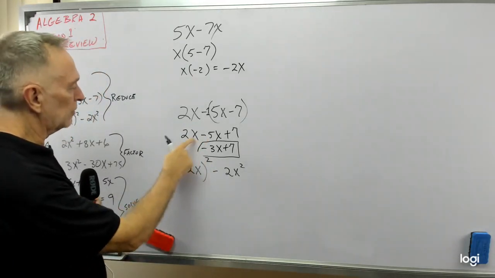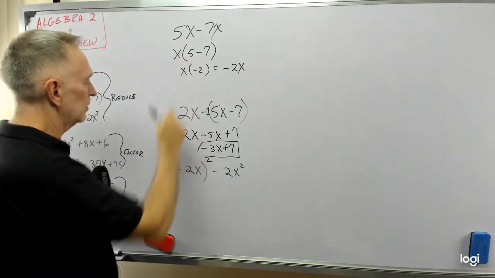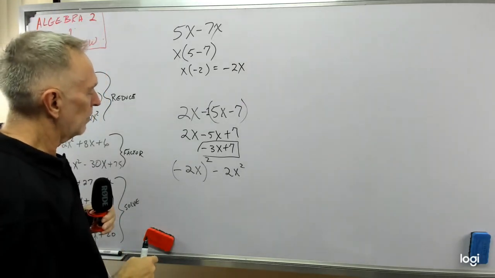Now we could have factored the x out, same as we did here. We could have gone about it in that way.